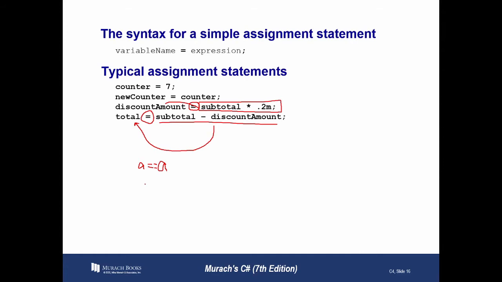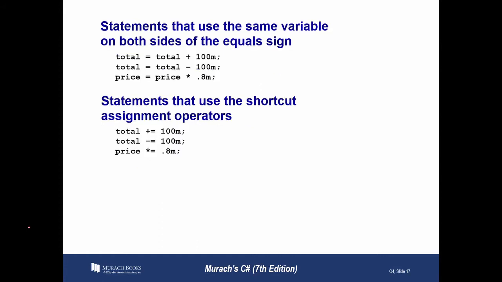In reality, what we're saying is we have A, and if we have B, what we're saying is really take the value of B and assign it to A. Okay? It's a very fine distinction, but it's one that's very important to try to understand.